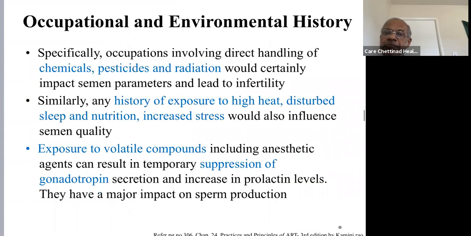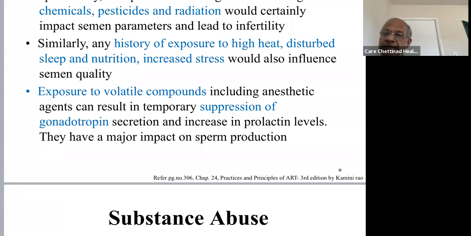And exposure: a lot of men are today exposed to chemicals, pesticides, and radiation. In fact, exposure to high heat, disturbed sleep, and poor nutrition can all contribute to altered semen quality. They will not produce azoospermia, but they do alter semen quality, and these men take longer to produce a baby. So it is important to understand that certain compounds can also suppress gonadotrophin secretion.